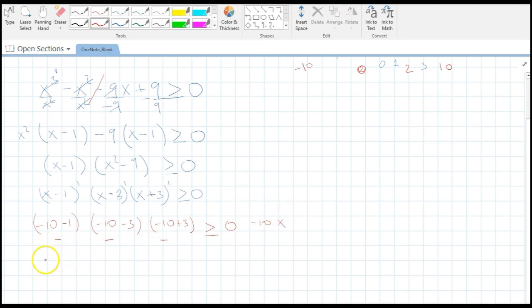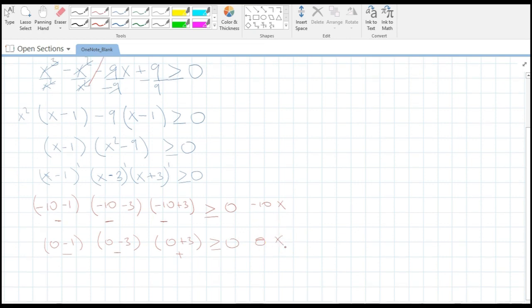We're going to do the same thing with 0. If I plug in 0 minus 1, it gives me a negative number. 0 minus 3 is going to give me a negative number. 0 plus 3 is going to give me a positive number. Therefore, -1 times -3 is going to give me -4. At the end, this is going to give me a negative number that is below 0. So 0 doesn't work either. Now we're going to try 2.